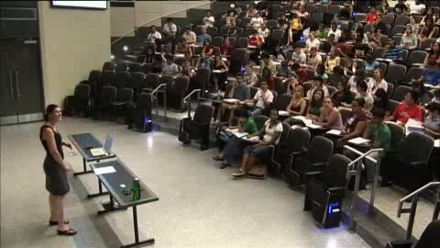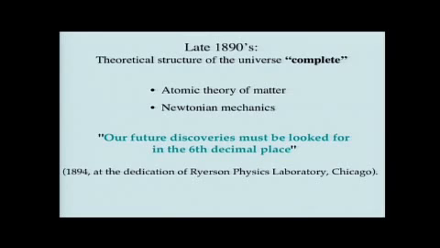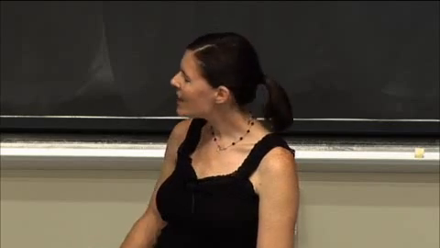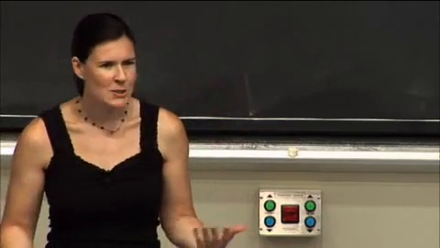And in fact, a really telling quote from the time was said by a professor at the University of Chicago. What he said is, "Our future discoveries must be looked for in the 6th decimal place." So basically what he's saying here is, we pretty much understand what's going on. There's nothing new to really discover. All we need to do is measure things more precisely.